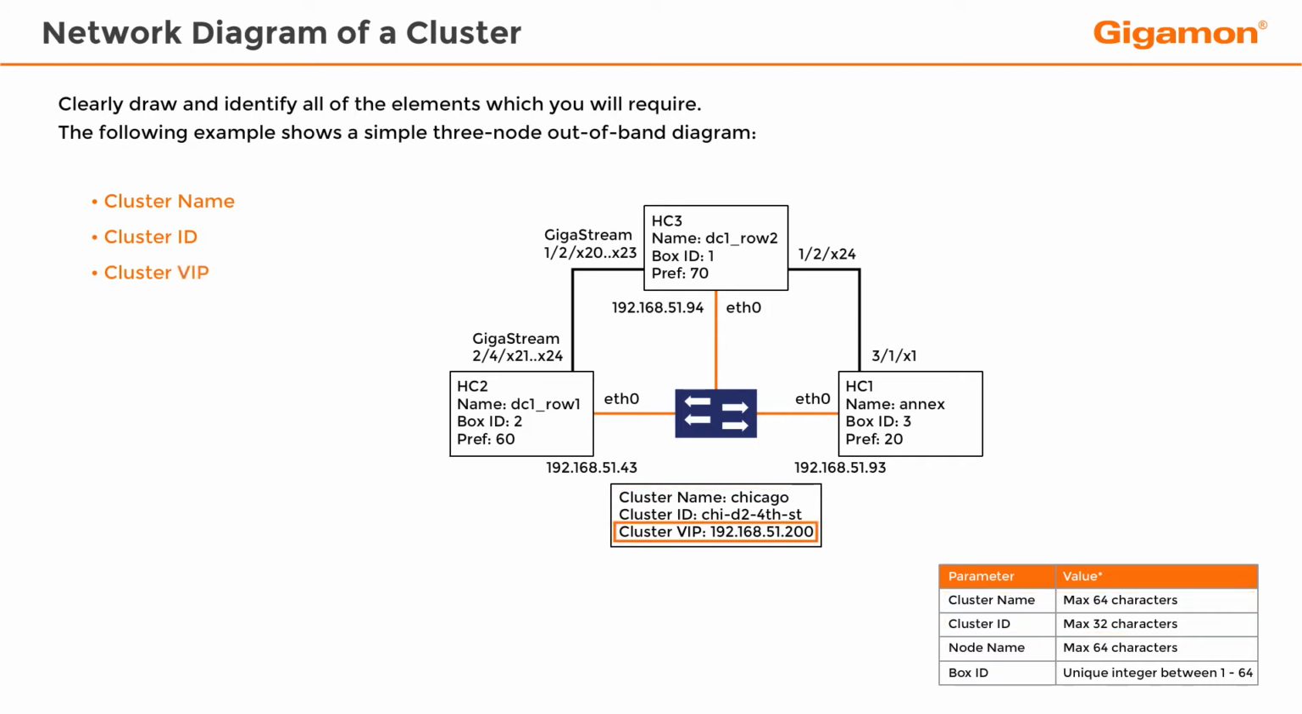2. Determine the virtual IP address of the cluster that will be used to access the web or CLI cluster user interface. The master node will respond to that IP address. Note that the cluster name, cluster ID, and virtual IP address apply to the entire cluster, and all other parameters are specific to each node.